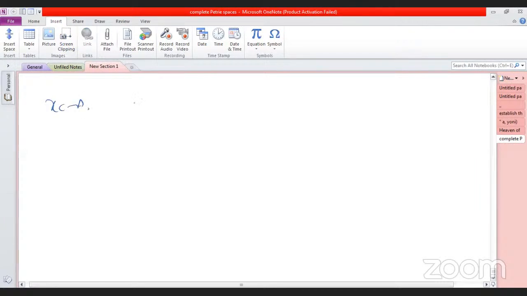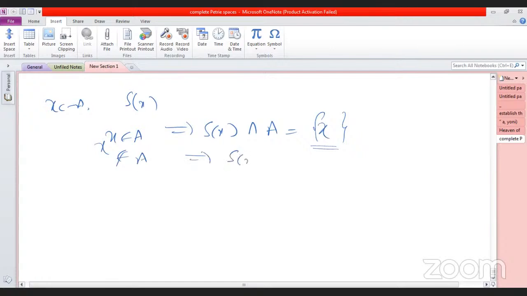Therefore there exists an open sphere S of x such that S of x intersection A is empty, with x small x in capital X, then x does not belong to A. S of x intersection A equals empty set. Very good. Then the open spheres S of x cover X, and X is compact.